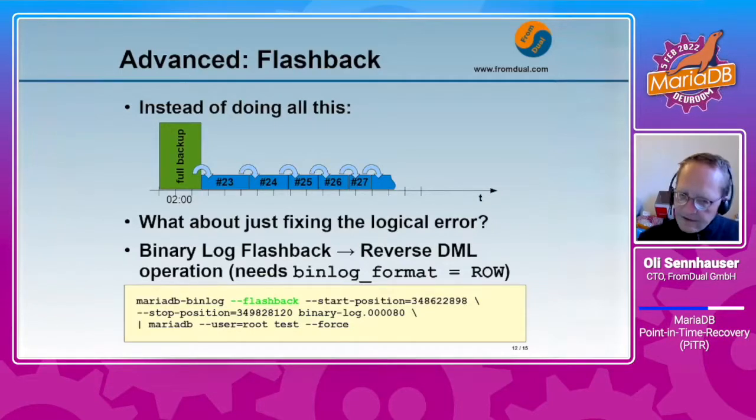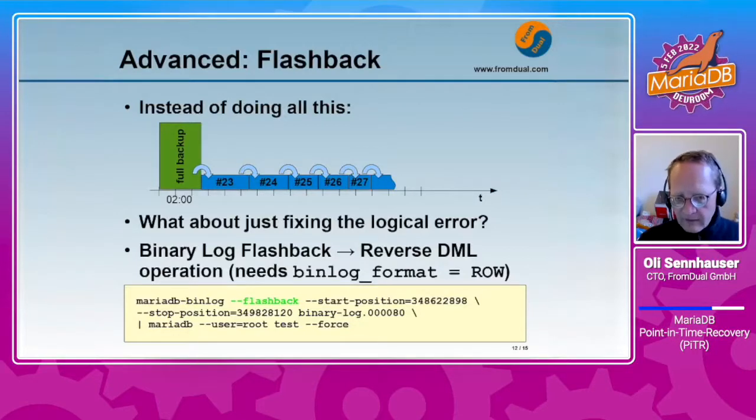So the idea is, what about just fixing the logical error instead of repairing everything? For this question, there is also an answer in the MariaDB binary log, which is called the binary log flashback. Technically what happens here is we just reverse the DML operation. So all the updates, inserts, and deletes are reverted. To do this, we need binlog_format equals ROW in the configuration of the binary logging.